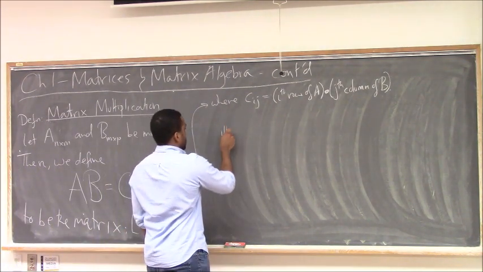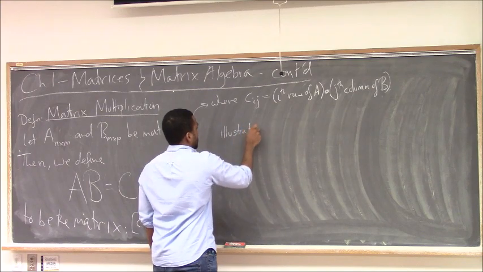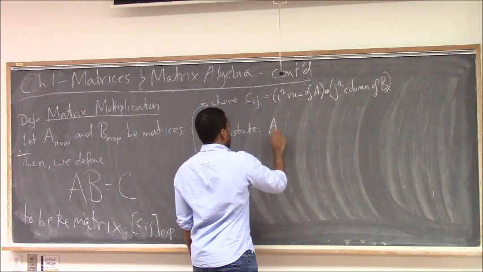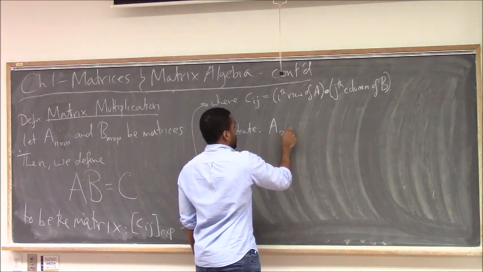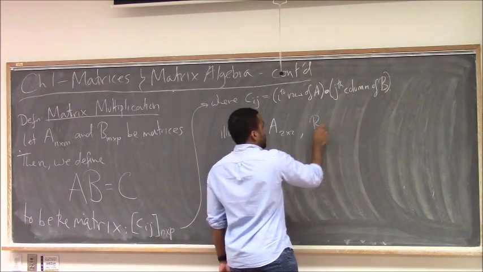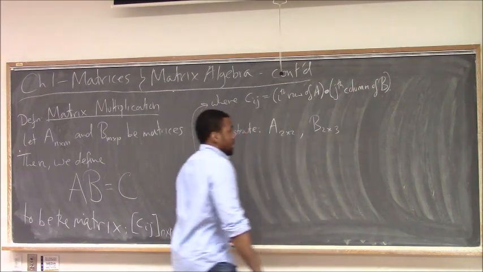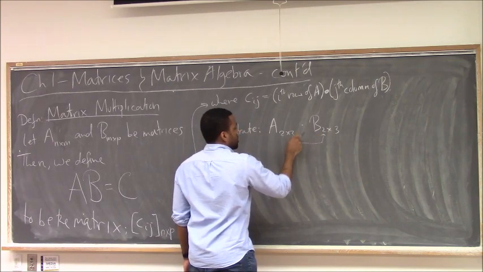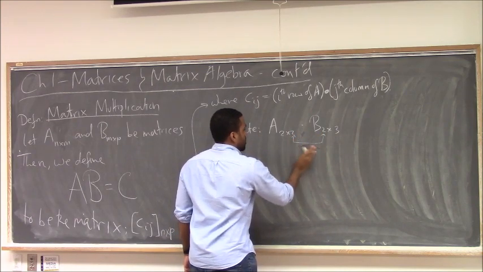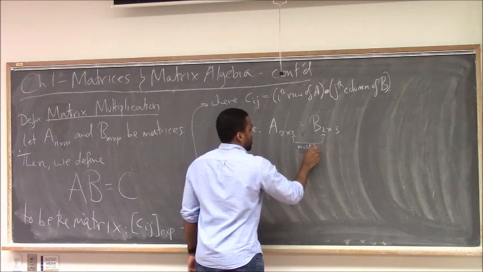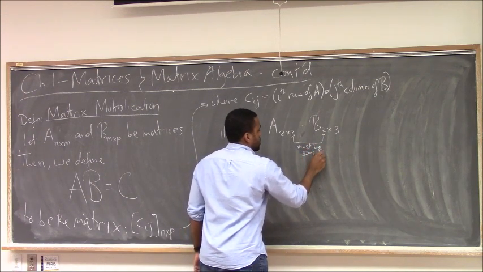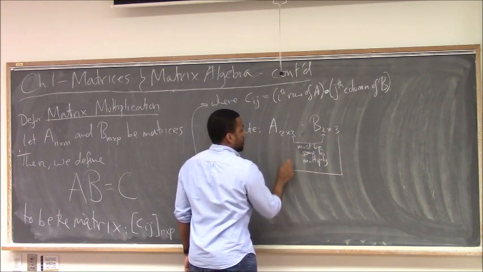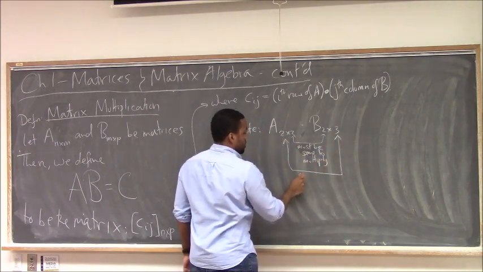We can illustrate with a certain size here. Suppose A is a 2 by 2 and B is a 2 by 3. And again, remember, the inner dimensions, the columns of A and rows of B, must be the same to multiply. And the outer numbers tell you the size of the result.